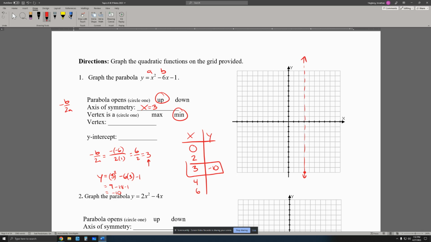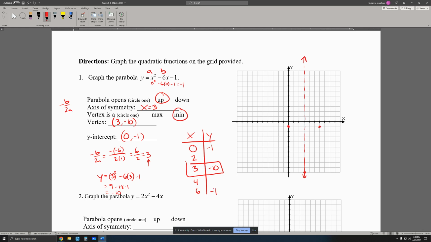All right, so the y-intercept, if we plug in 0, vertex is 3, negative 10. If we plug in 0, we have 0 squared minus 6 times 0 minus 1, or just negative 1. So our y-intercept is 0, negative 1. Because we have symmetry over the axis of symmetry, I know that 0 is 3 away from 3. And I also know that 6 is 3 away from 3. Therefore, those y values must be the same. So that tells me we also have the point 6, negative 1. Okay, so you can go ahead and plot those points.